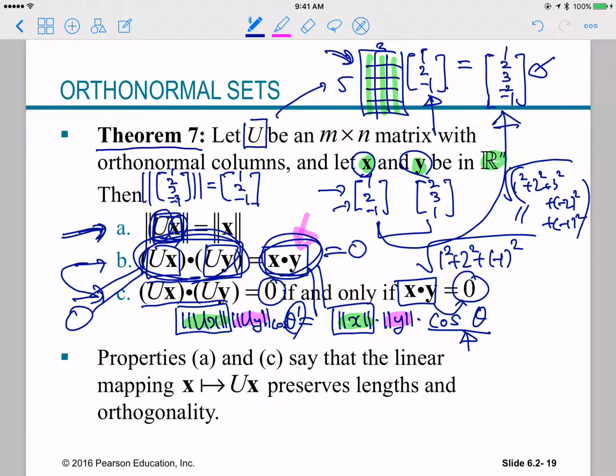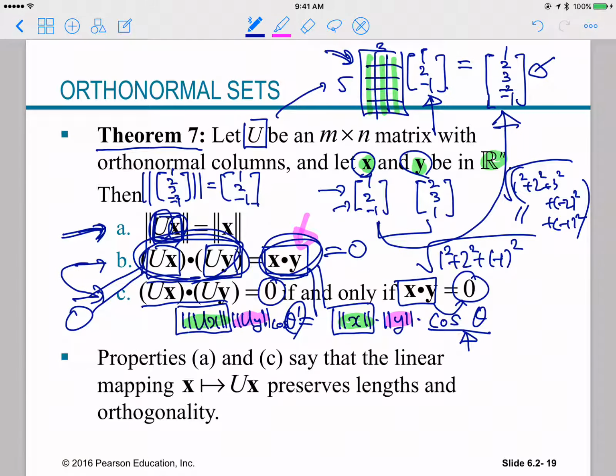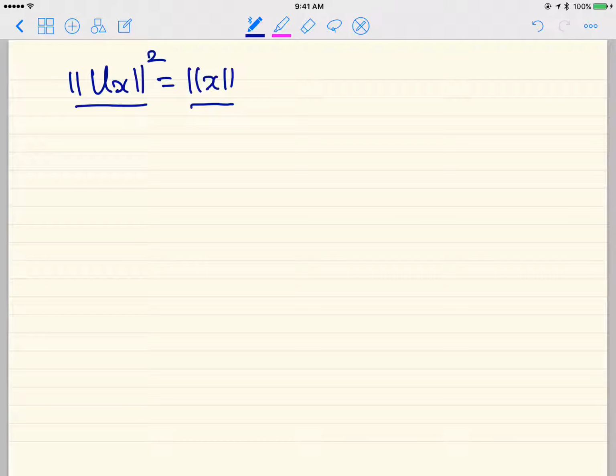Okay, so let's prove this. Let me show how we prove it. The first item is this, right? Each of them is a scalar, and we can freely change this by just taking the square. Okay, and then let's see.